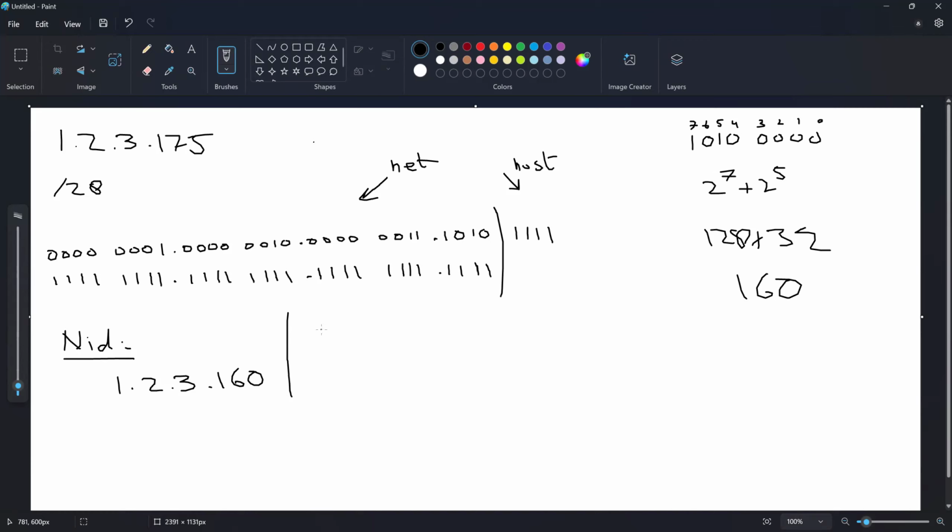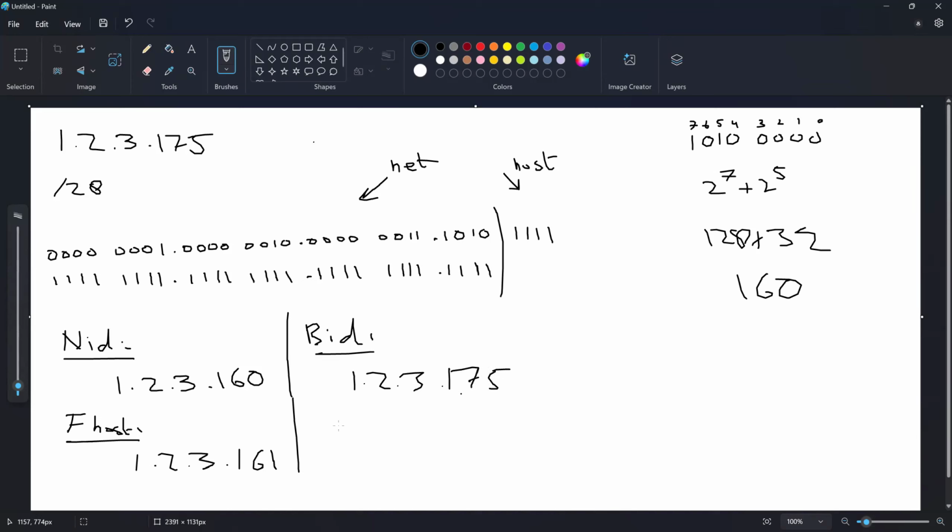We already have the broadcast, right? Subtract 1 and you have the last host. For this, the network ID is 160, and the first host will be just plus 1, so 1.2.3.161. And the broadcast IP is 1.2.3.175. Last host will be, any guesses? 174. Yep, 1.2.3.174.